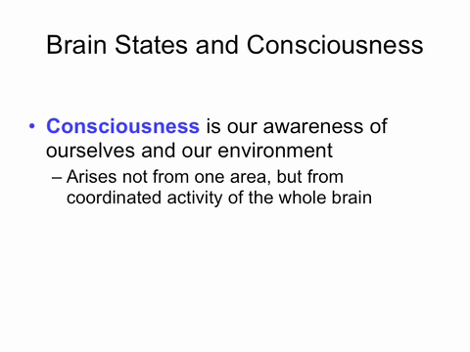All right, something you definitely want to write down is the definition of consciousness. Consciousness is our awareness of ourselves and our environment. And so, unfortunately, I can't show you a diagram of the brain and show you the area in which this occurs. This is coordinated activity of the whole brain.